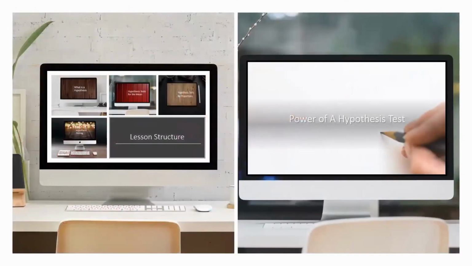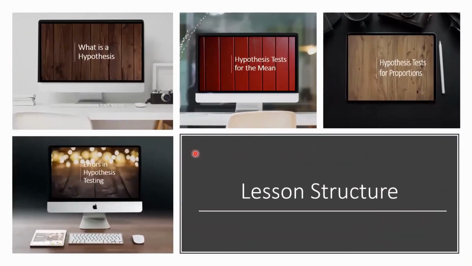So today we have two areas that we will be talking about. First, we have the lesson structure, right? And then we have an additional note on power of a hypothesis test. So let's have a look at this lesson structure. In our lesson structure, we'll be talking about four areas. What is a hypothesis? Errors in hypothesis testing, hypothesis tests for the mean, and finally, hypothesis test for proportions.